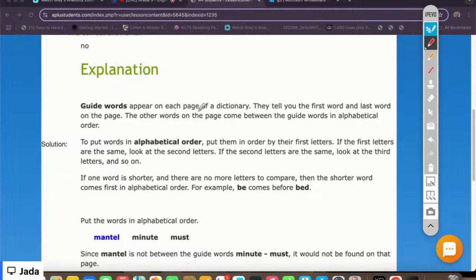Alright, so guide words appear on each page of a dictionary. So when you have a dictionary, you'd always have a guide word. They tell you the first word and last word on the page. The other words on the page come between the guide words in alphabetical order.